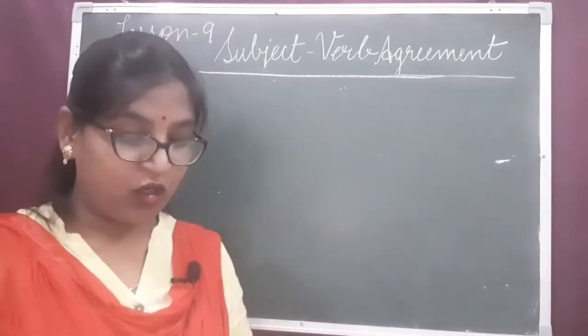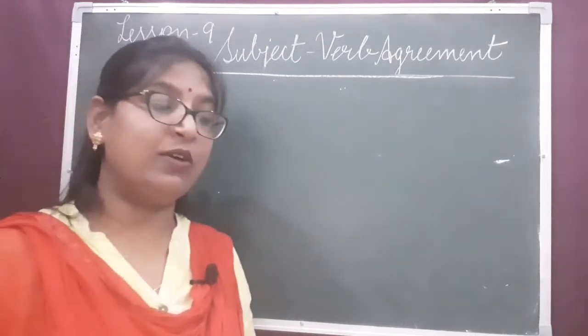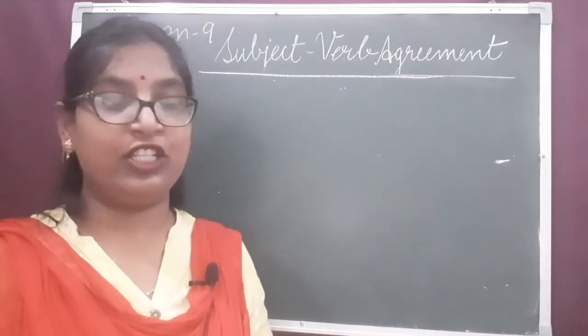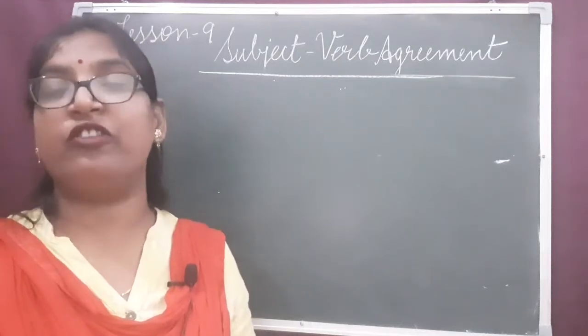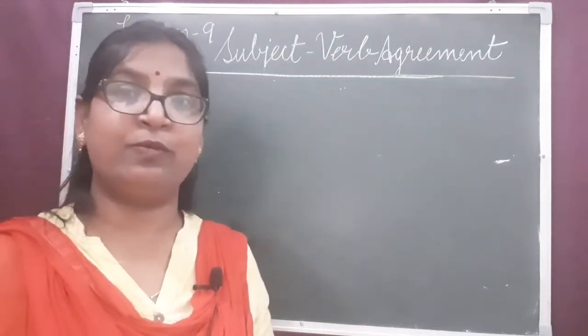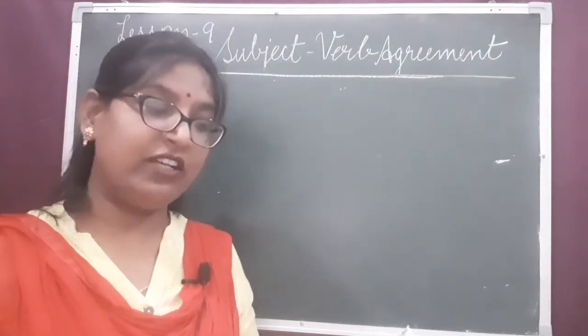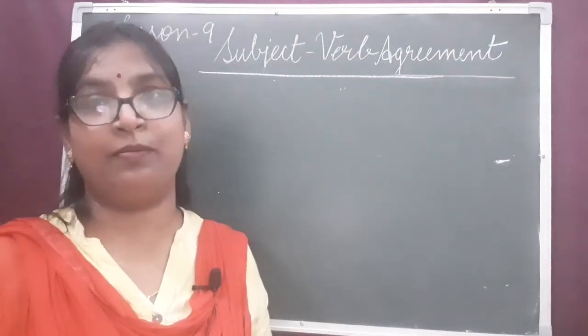Dear children, come on page number 70. Again we can see some important points about the subject-verb agreement. There must be an agreement between the verb and the subject in terms of number and person. Already I explained to you what is number and what is person. If the subject is singular in number, the verb should also be singular in number.